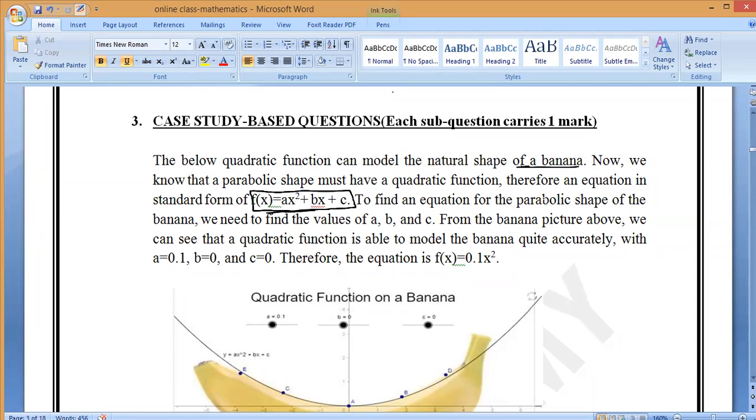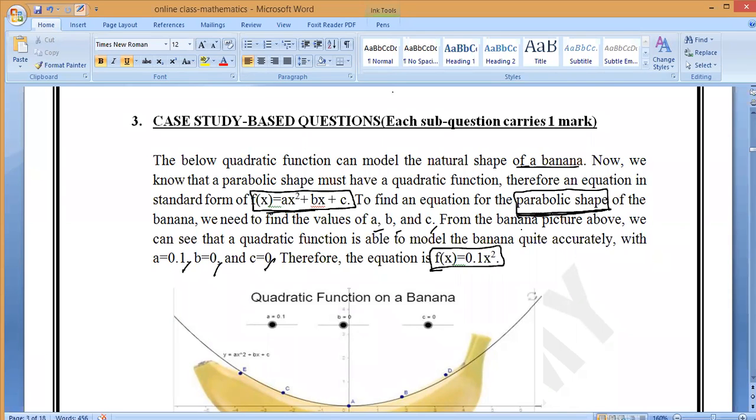To find an equation for the parabolic shape, which shape? Banana shape. Parabola. Of the banana, we need to find the values of a, b and c. From the banana picture above, we can see the quadratic function is able to model the banana quite accurately, with a equal to 0.1, b equal to 0 and c equal to 0. Therefore, the equation is f of x equal to 0.1 into x square.